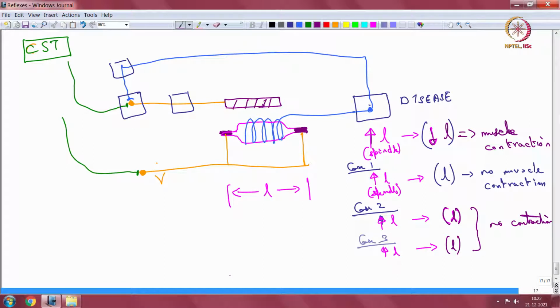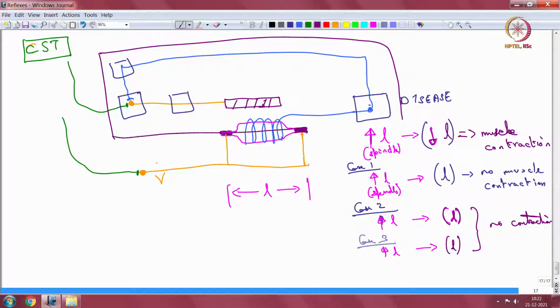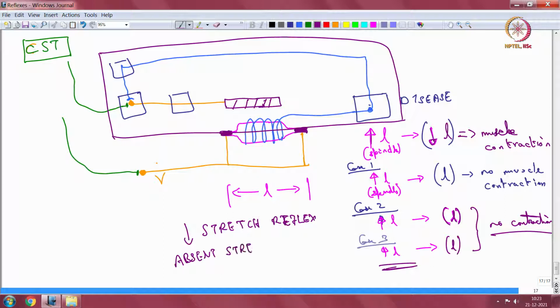So, all these 3 cases. Wherever the disease is within this part of the story, you are having no contraction when there is an increase in length. So, that is either a decreased stretch reflex or absent. So, this is the mechanism of the decreased stretch reflex in this set of cases.